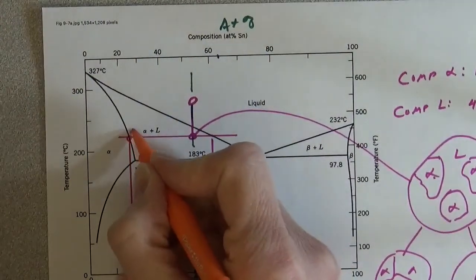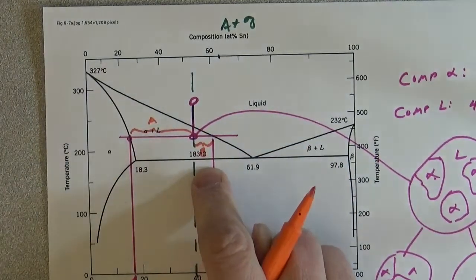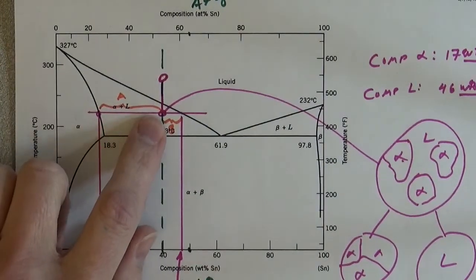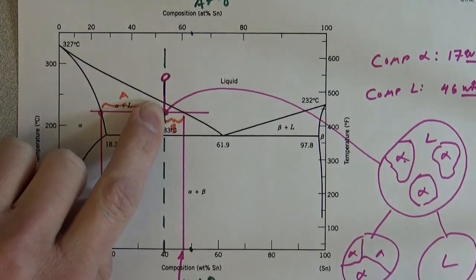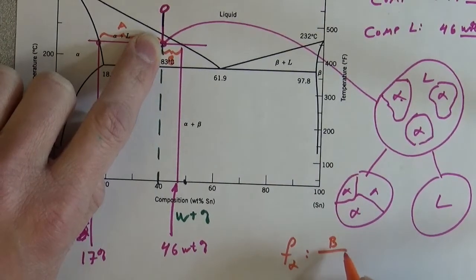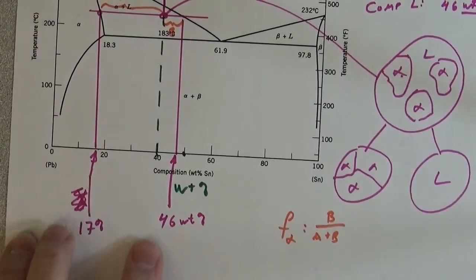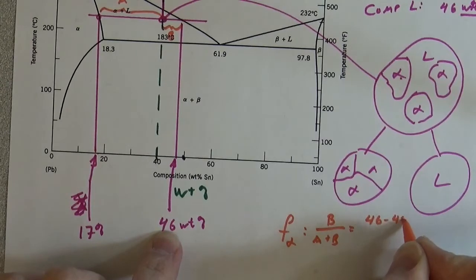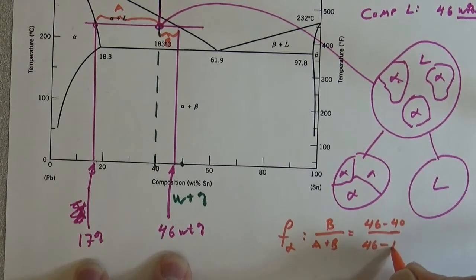So let's define this lever here. This one is A, that one is B. To determine the phase fraction of alpha, we see that the tie line crosses alpha there, which means we use the inverse tie line, which is B. So that's the length of B divided by the length A plus B. In this case, B is equal to 46 minus 40, divided by the total length, which is 46 minus 17.